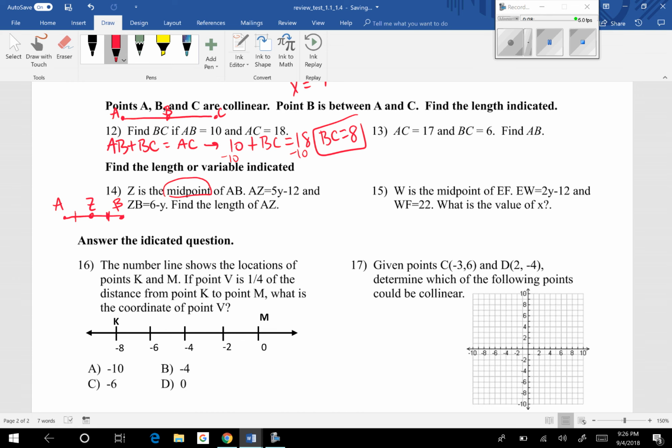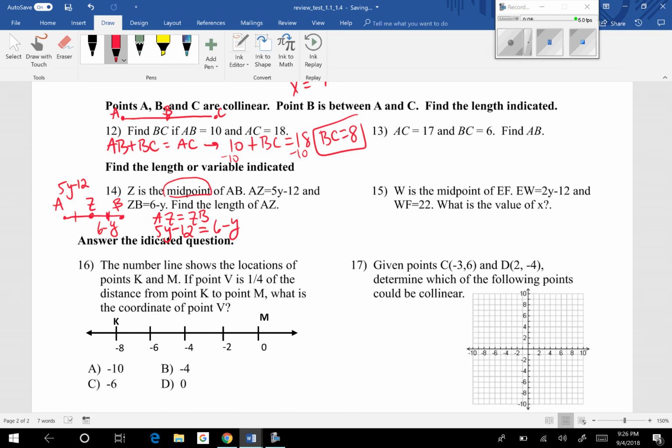So AZ is 5y minus 12. And ZB is 6 minus y. And we want to find the length of AZ. So since they're midpoints, we know that AZ is equal to ZB. And we'll plug in what we know for these. 5y minus 12 is equal to 6 minus y.